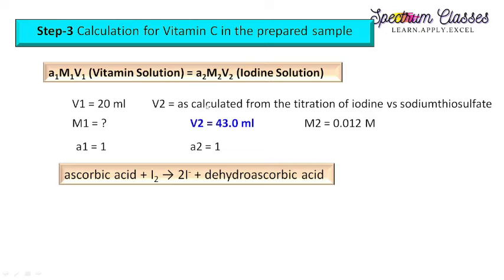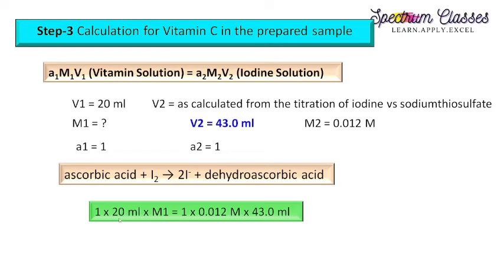The volume of iodine solution which reacted with this 20 ml of vitamin C solution is V2, which we calculated in our previous slide, that is 43 ml of iodine solution of this molarity reacts with this 20 ml. Now coming to the coefficients A1 and A2. According to this equation, one ascorbic acid reacts with one iodine. So A1 is equal to 1 and A2 is equal to 1.